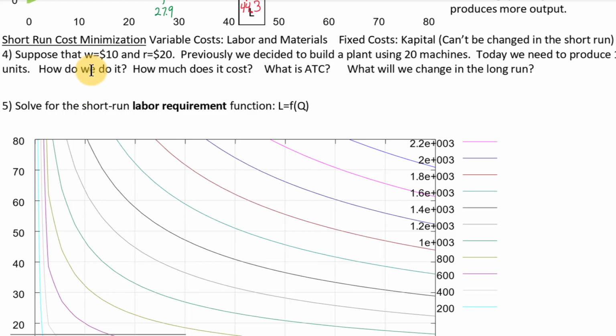So in the short run, we're going to assume that our variable costs are things like labor and materials. We'll just use labor as a stand-in for that. And our fixed costs are going to be capital. We can't change the amount of machines or the size of the factory today.